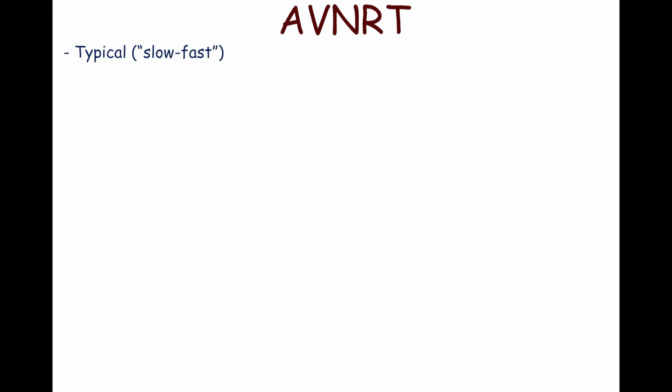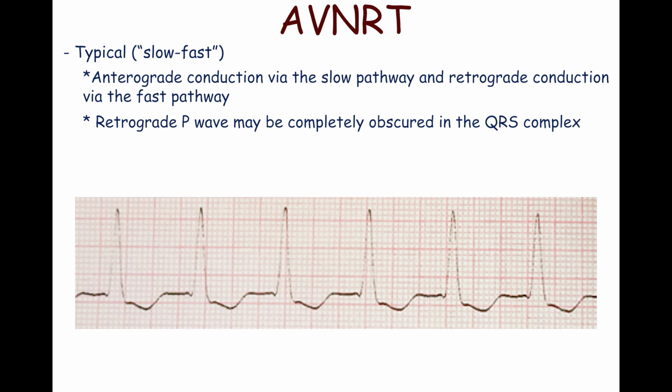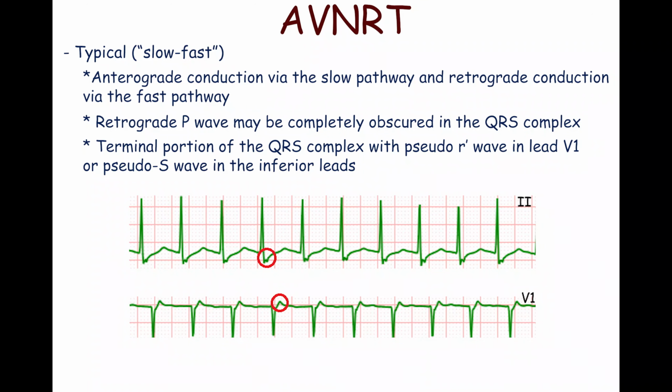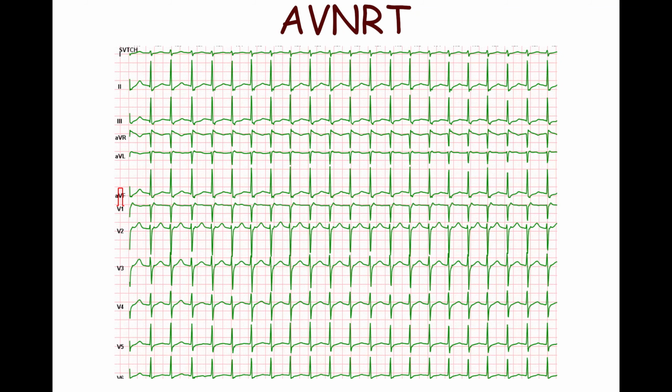Typical or slow-fast atrioventricular nodal reentrant tachycardia is characterized by anterograde conduction via the slow pathway and retrograde conduction via the fast pathway. The retrograde P wave may be completely obscured in the QRS complex or may be seen at the terminal portion of the QRS complex as a pseudo r' wave in lead V1 or pseudo-S wave in the inferior leads. In this ECG there is no pseudo r' wave in lead V1 or pseudo-S wave in the inferior leads. This ECG shows a pseudo r' wave in lead V1 or pseudo-S wave in the inferior leads compared to sinus complexes.